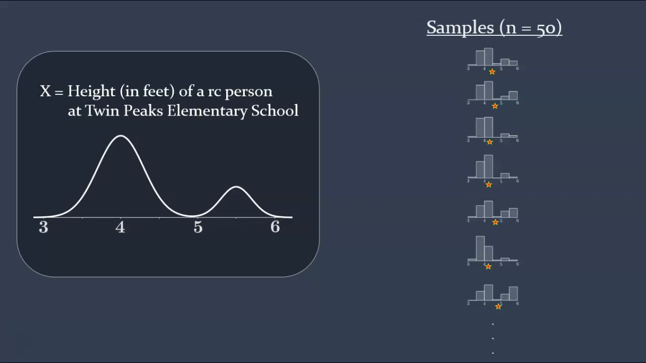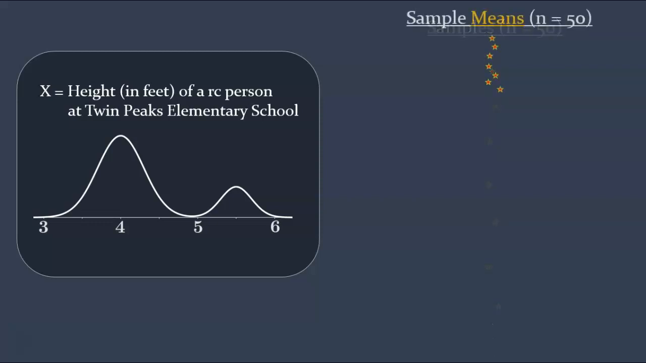Imagine doing this not just the 7 times that I have on the screen, but hundreds, thousands, millions of times. By the way, these are catch and release samples, so we don't have to worry about running out of people at the school. Now, forget about the bar graphs, leaving only the sample means themselves. Again, I'm going to crunch these up to make a little more space for myself.